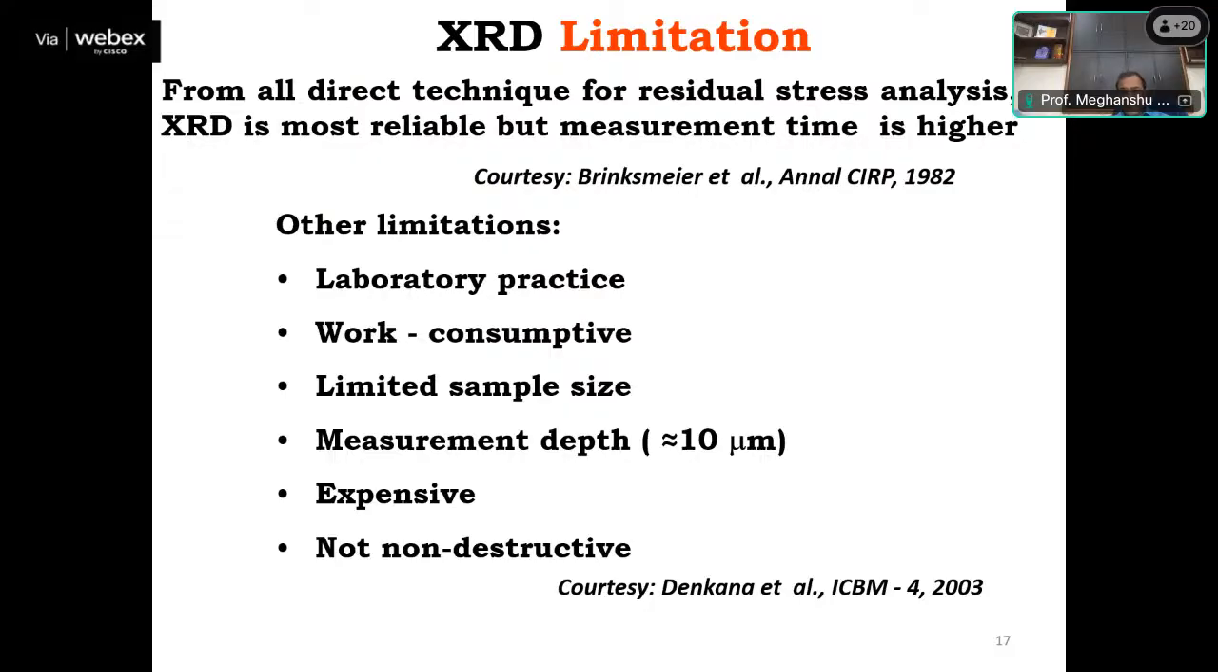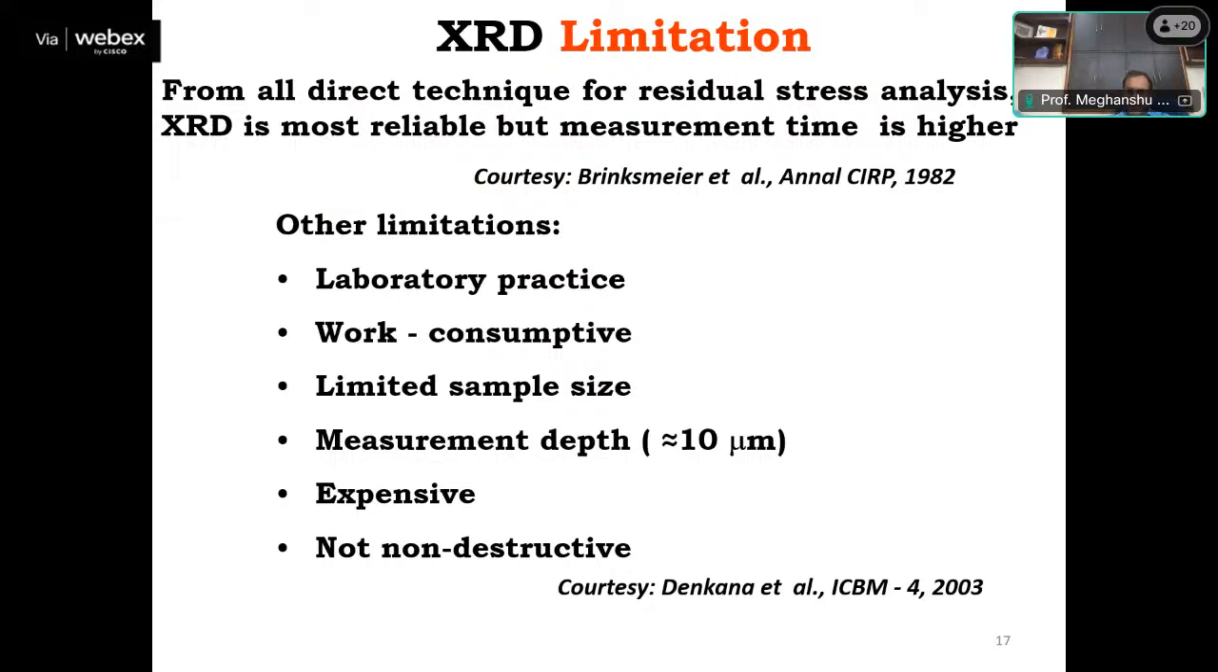Another limitation of this technique is that it is laboratory based. You have to establish a lab, a room, in which this technique along with its other components like the chiller unit and power source must be set up. This technique is work conjunctive. What is the meaning of work conjunctive? You have to cut a sample of 35 milligram, and you have to keep that sample on the holder of the goniometer. So only a limited sample size can be assessed, and the measurement depth is very small.